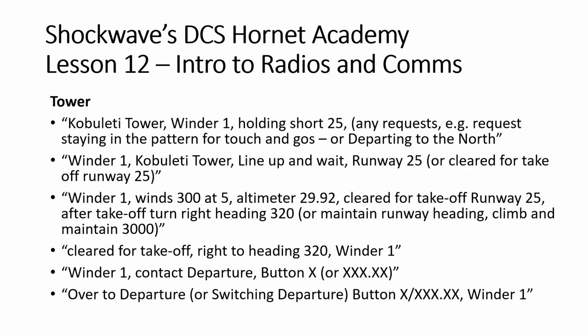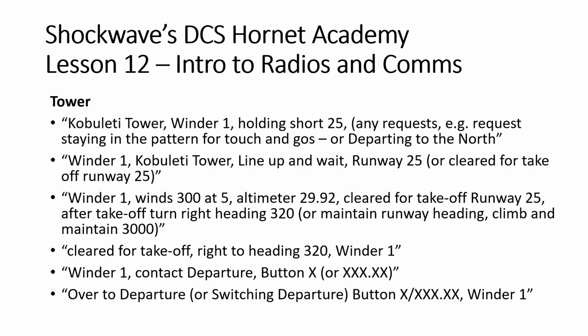They would say something like, "Winder 1, winds 300 at 5, altimeter 2992, clear for takeoff, runway 25. After takeoff, turn right, heading 330," or they could tell you maintain runway heading, climb and maintain 3000. So they could either give you a direction, they could give you an altitude, depending on the airport. So again, it changes from airport to airport. Like some airports, they don't tell you any altitudes. It's up to you. Some of them want you to go to a specific altitude, typically the bigger airports.